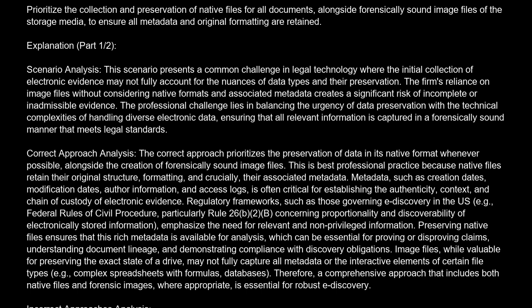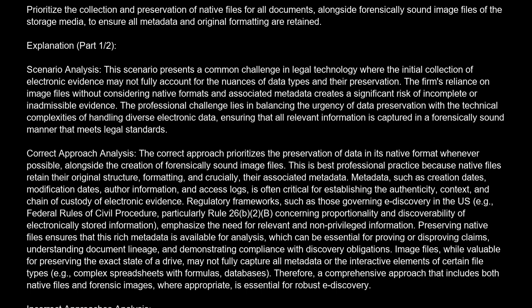Correct approach analysis. The correct approach prioritizes the preservation of data in its native format whenever possible, alongside the creation of forensically sound image files. This is best professional practice because native files retain their original structure, formatting, and crucially, their associated metadata. Metadata, such as creation dates, modification dates, author information, and access logs, is often critical for establishing the authenticity, context, and chain of custody of electronic evidence.